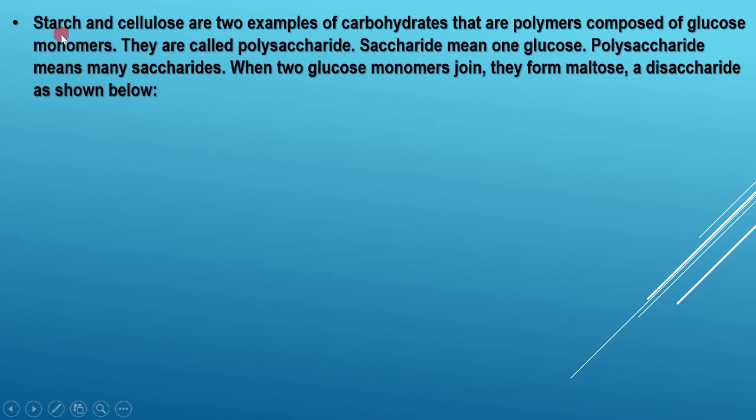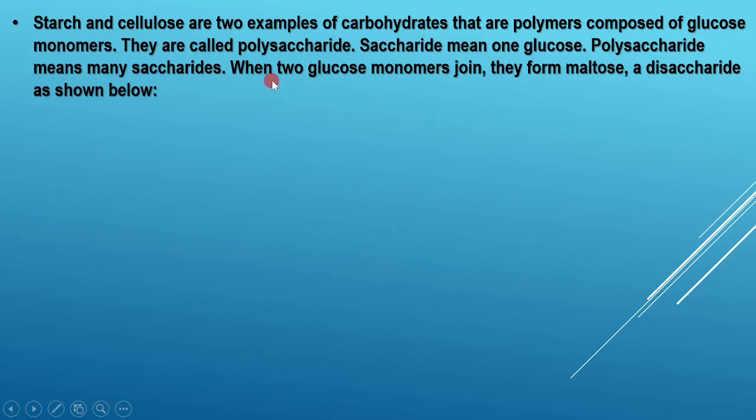Then we are saying starch and cellulose are 2 examples of carbohydrates that are polymers composed of glucose monomers. They are called polysaccharides. Okay, so saccharide means one glucose. When they say polysaccharide, poly means many, then saccharide means glucose. So polysaccharide means many saccharides. So like we have seen in the previous one, when many saccharides join, they form a polysaccharide, and that polysaccharide can either be starch or cellulose.